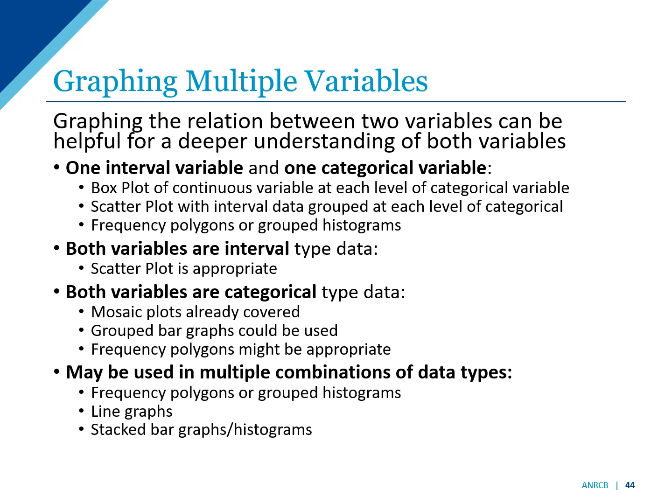When both variables are interval data, a scatter plot is most appropriate. We'll cover scatter plots in a moment. When both variables are categorical, you may use grouped bar graphs or frequency polygons, and there are additional options for multiple data combinations. Stacked bar graphs, for example, can show multiple continuous variables by categorical variables.